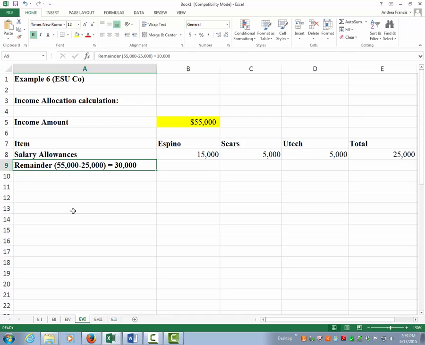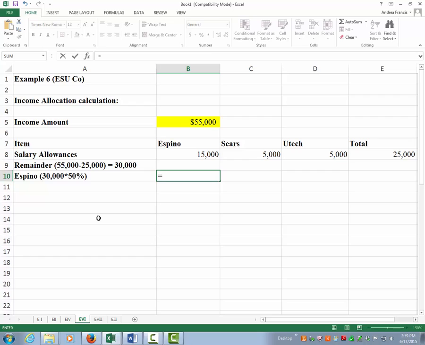And basically what our question said to us was Espino gets 50%, Sears gets 30%, and UTEC gets 20%. Again, Espino gets 50%, Sears gets 30%, and UTEC gets 20%. So let's see how we do that. We'll say Espino's piece is going to be 30,000 times 50%. Right, so Espino is 30,000 times 0.5.